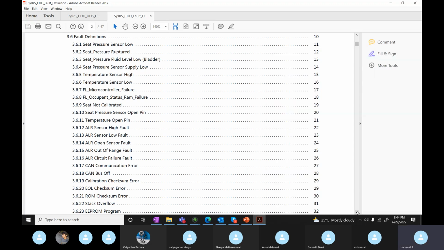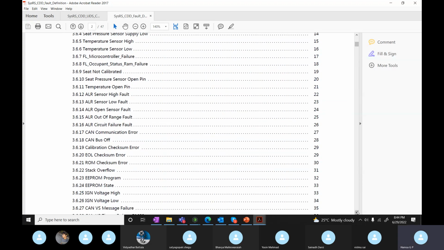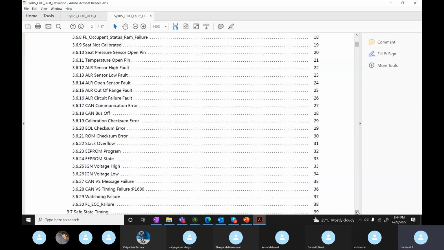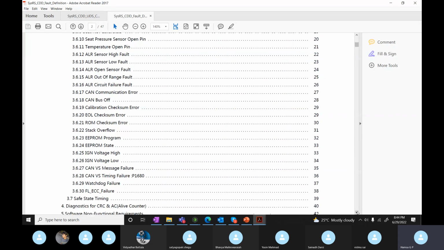So in this many faults, there will be a few similar faults in your project also. There are a few default faults which will be used in every product, like CAN bus-off, CAN communication error, calibration checksum, EOL checksum, ROM error, stack overflow, EEPROM state, ignition high, ignition low, CAN message failure, CAN timing failure, watchdog failure. These are all the default failures.